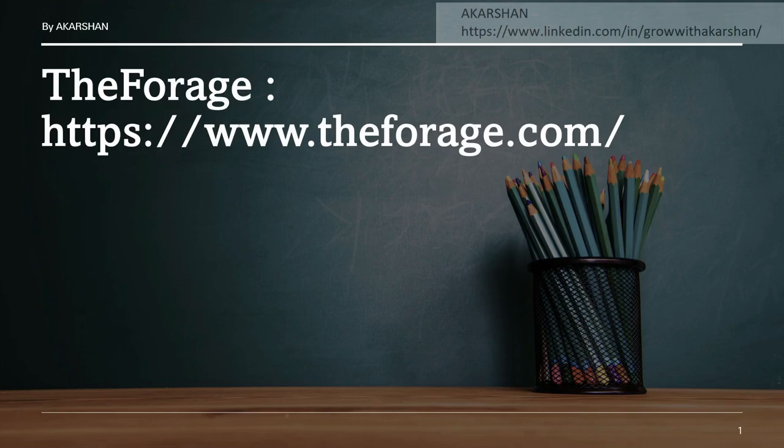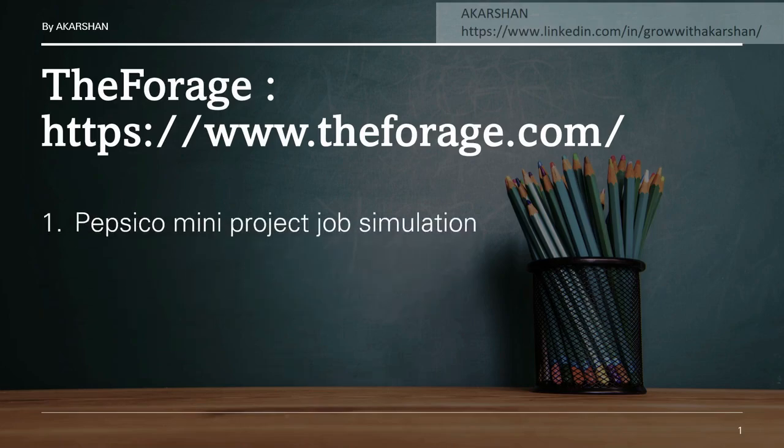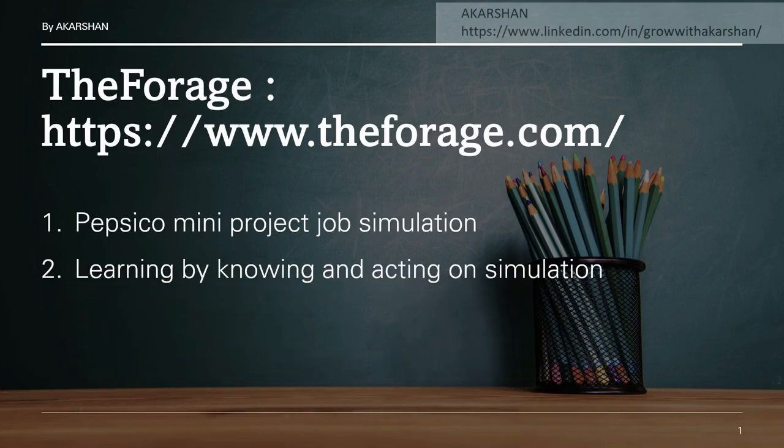the Forage. This is the website, the Forage. And here I have used the Pepsico mini project job simulation. So Pepsico is the company, it makes different kinds of beverages and chips and snacks. So I have used that mini project job simulation. And here what we are going to do is learn by knowing and acting on such simulation. We will be provided with some challenges, obstacles, and we are going to figure out how we are going to tackle those situations.